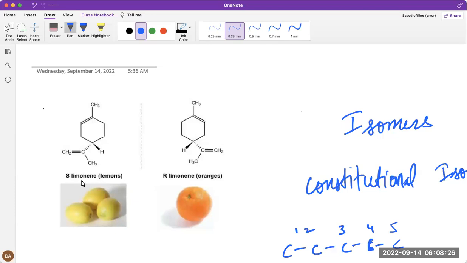Here is limonene, basically the chemical which gives lemons and oranges their smell. Our senses can differentiate a lemon from an orange based off the smell. The only difference between these two molecules is this: this molecule is present in lemon, and this molecule on the right-hand side is present in oranges. The one on the left, the limonene here, is called S, whereas the other one is called R. We're going to be talking about that in later videos.